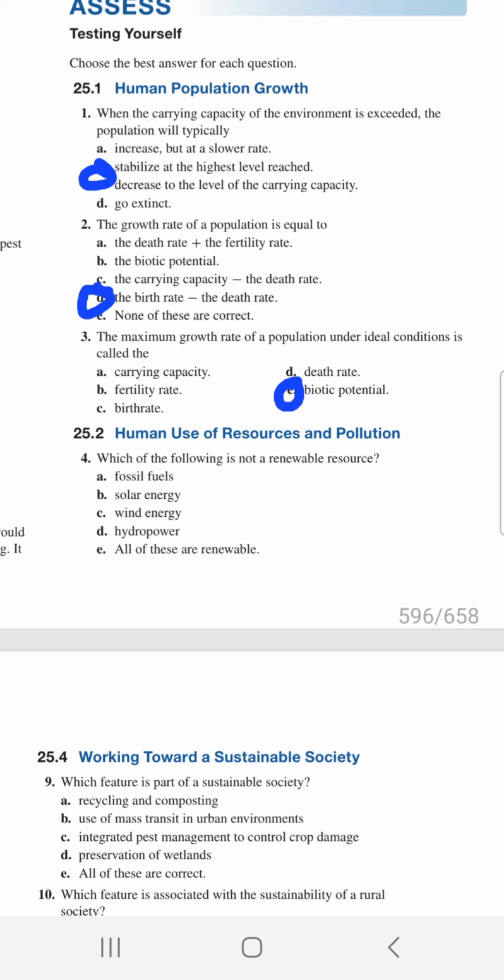Question number 4. Which of the following is not a renewable energy? So we know that renewable resources don't run out, unlike non-renewable resources that are exhausted, like fossil fuels and natural gas. So they're limited, but renewable energy like the sun and wind technically will only end when the world ends. So which of these is not a renewable resource? It will obviously be fossil fuels.